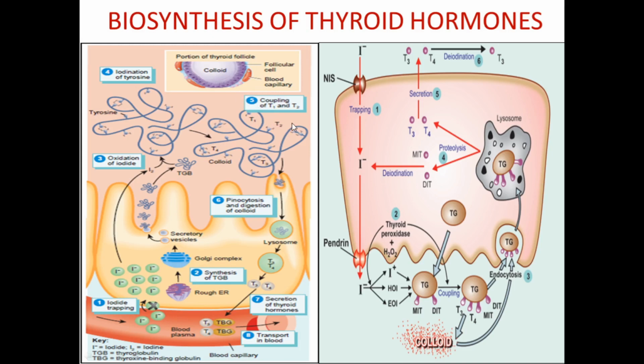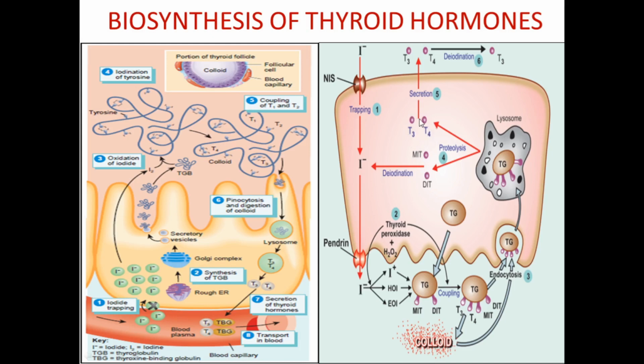After that we will see the next step, which is called coupling of T1 and T2, meaning there is a formation of T3 and T4 with thyroglobulin. Then the next step you can see is pinocytosis and digestion of the colloid, meaning this thyroglobulin with T3 and T4 will now enter back into the follicle cell, the epithelial cell, and after that it will combine with the lysosome, and after combining with the lysosome they will get broken down because of enzymes present in the lysosome, and they will release the T3 and T4.